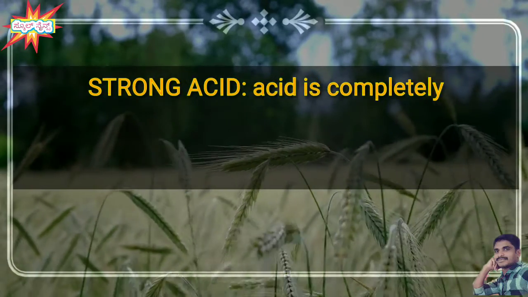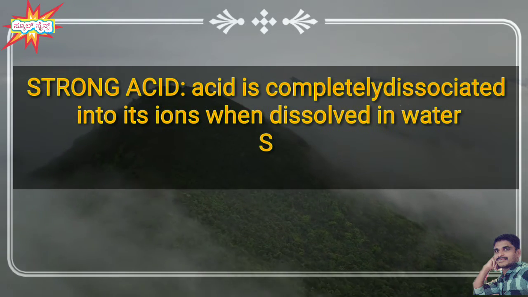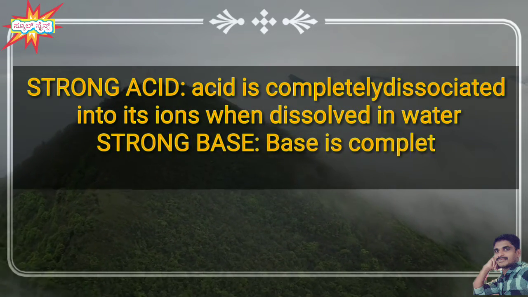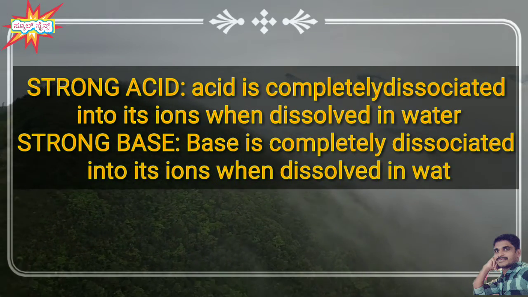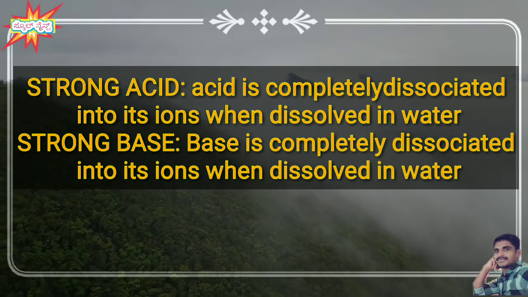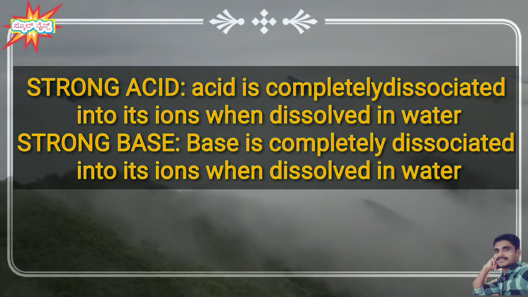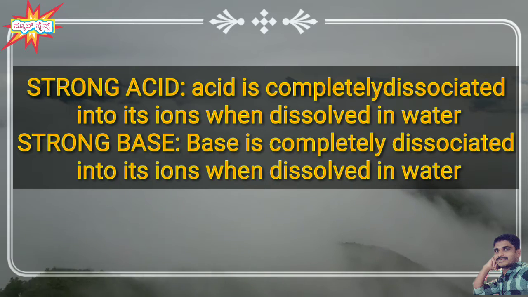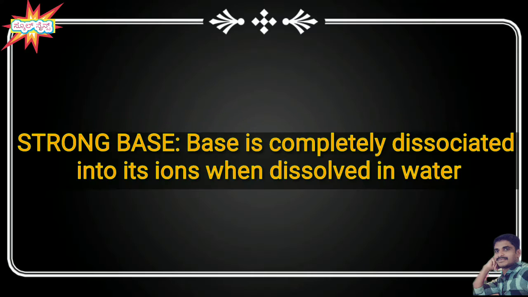If the acid is completely dissociated into its ions when dissolved in water, it is a strong acid. In the same way, what is a strong base? If the base is dissolved in water and is completely dissociated into its ions when added to the water, it is called a strong base.